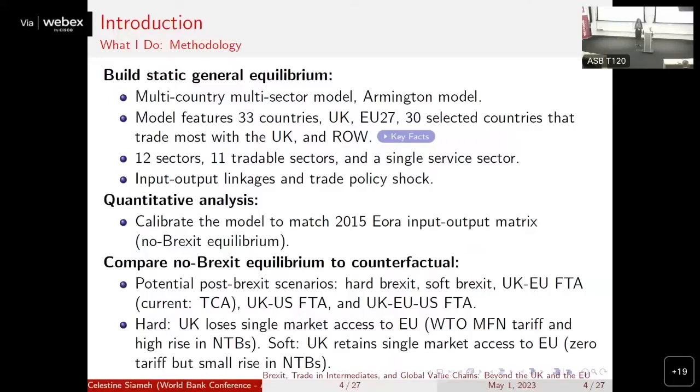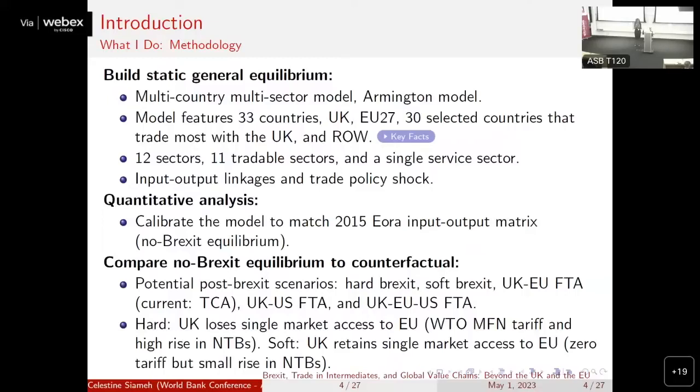So for the quantitative analysis, I calibrated my model to match the 2015 MRIO, that's the multi-region input-output data. And that calibrated model was what gave me the no Brexit equilibrium. That is the state of the world when Brexit has not even been conceived. So for the counterfactuals, what I did was to look at 5 different possible Brexit scenarios that could happen after Brexit. So I look at the hard Brexit and the soft Brexit.